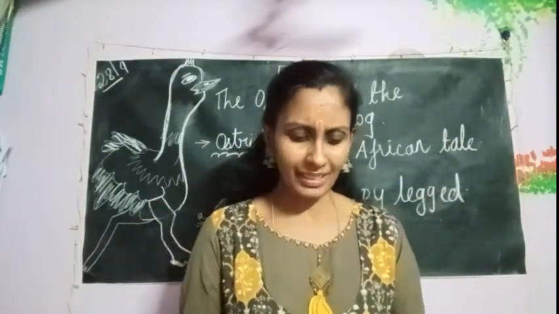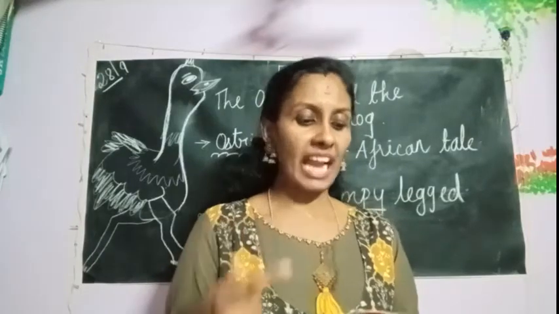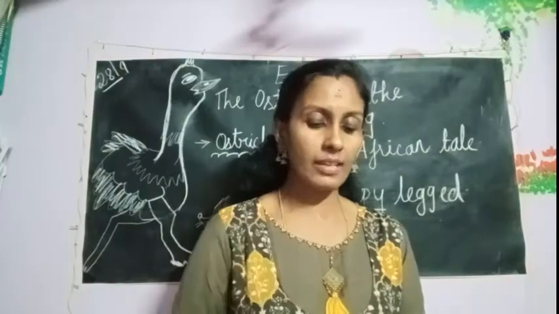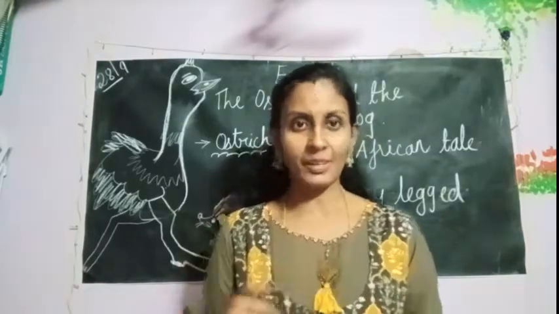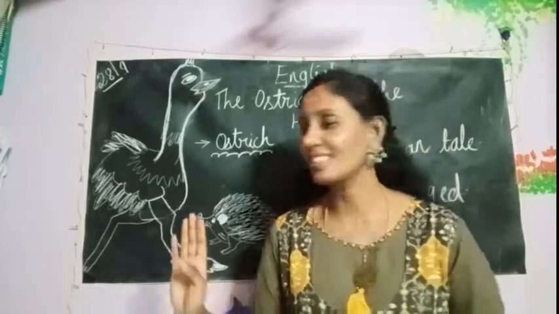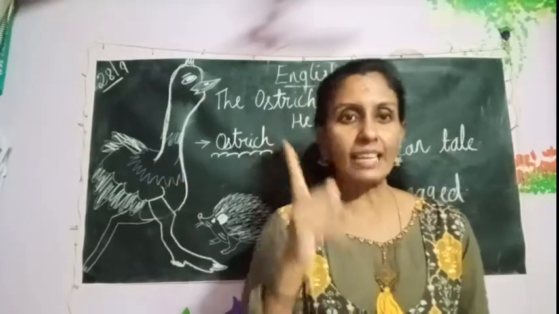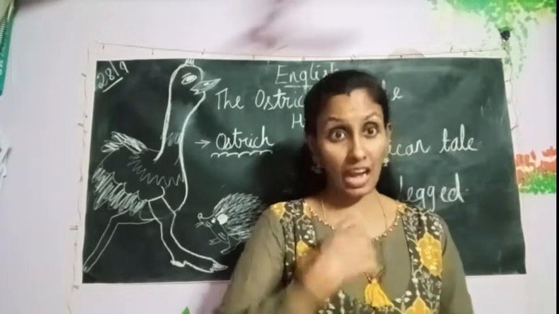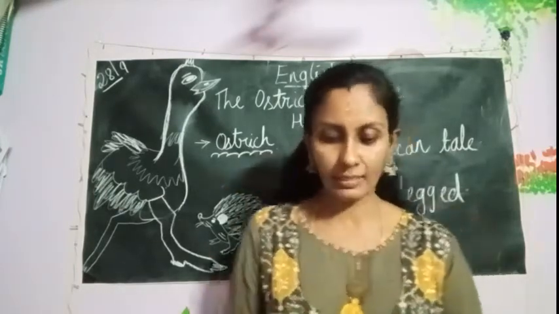"That's what you think?" he said. "Why don't we have a race? Then we'll see who is the faster runner, you or I." Now this hedgehog is already a very tiny animal. Now he has challenged the ostrich saying let us have a race and see. I will show you whether you're faster or I am faster. Come on, let us have a race.